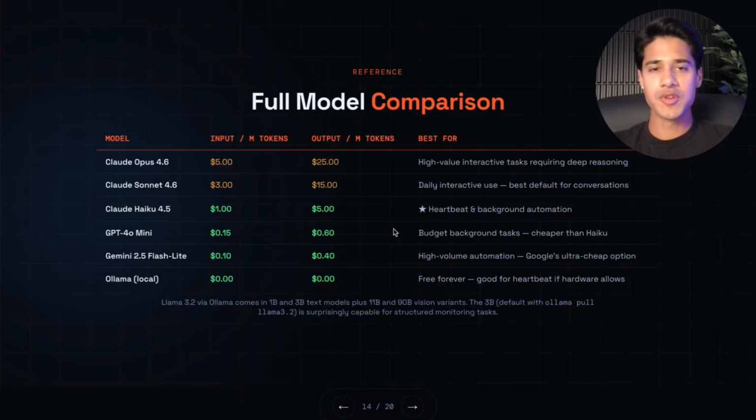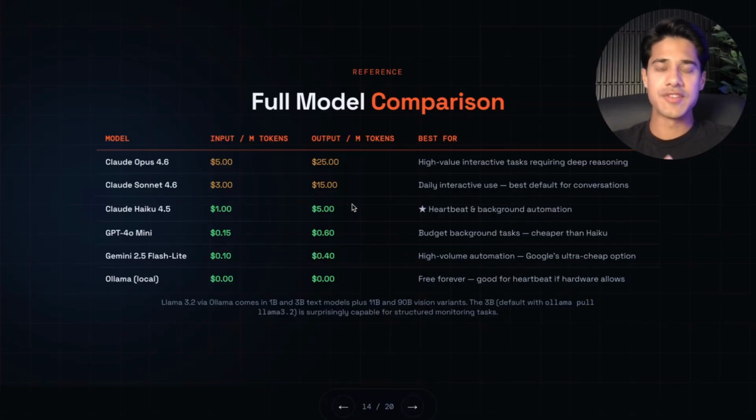Claude Opus 4.6 runs $5 input, $25 output. It's the best complex reasoning available. You want to use it for high-value interactive tasks. Sonnet 4.6 is $3 input, $15 output, strong all around, and the best default for daily interactive use. Haiku 4.5 comes in at $1 input, $5 output. Excellent for structured automation. This is your heartbeat model.